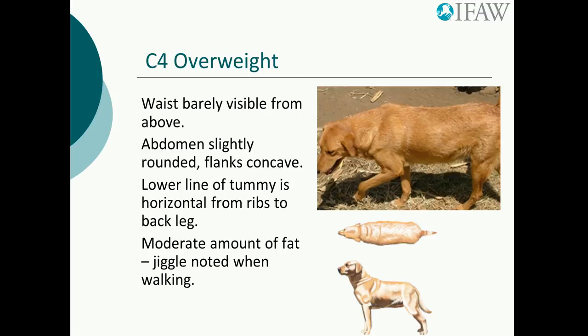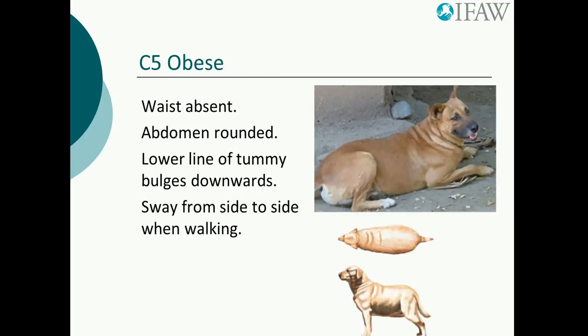So they're basically like a little sausage on legs. And then an obese dog is more like a football on legs. So that's where the stomach is protruding further out than their front and back legs if you look from above. And when you look from the side, you can see that their stomach hangs down.